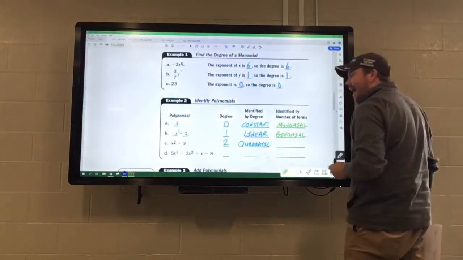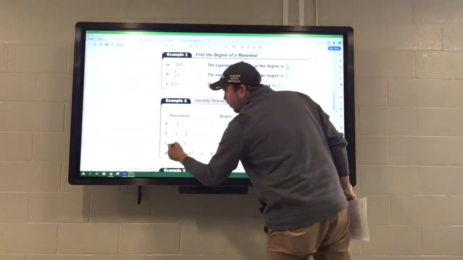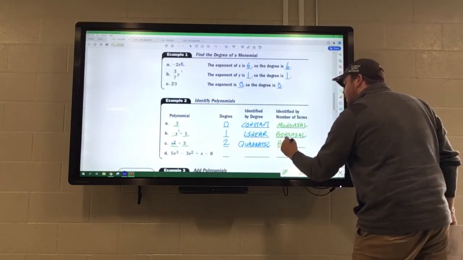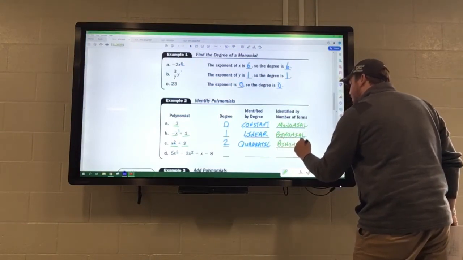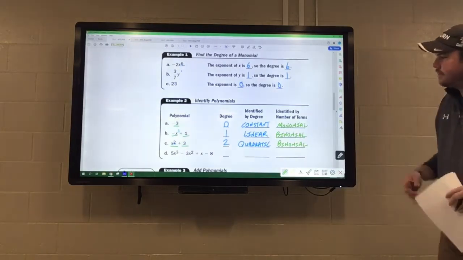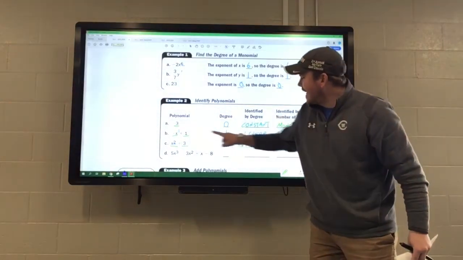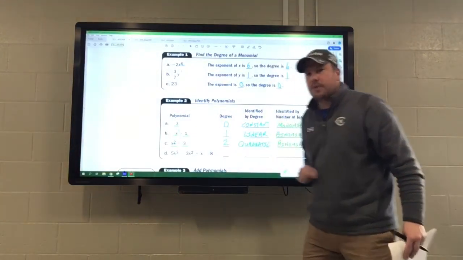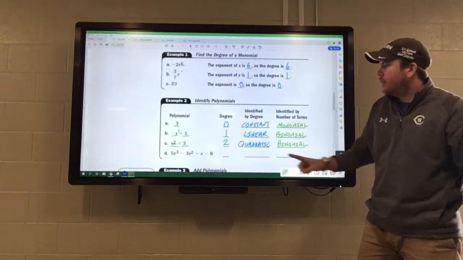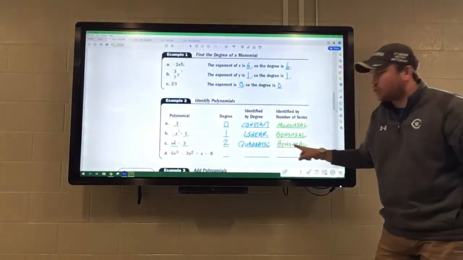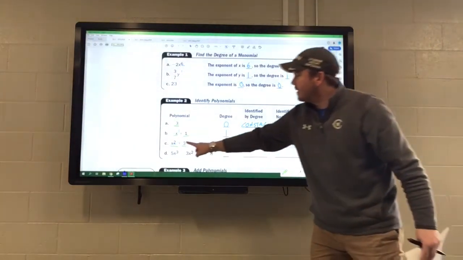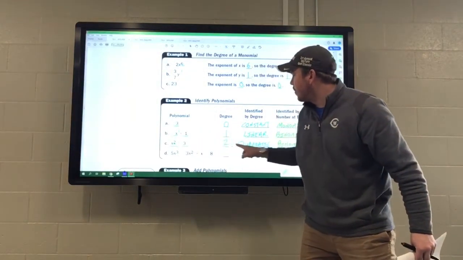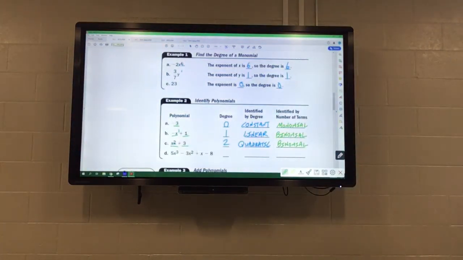And then if we look at how many terms we have, 1, 2 terms, making this also a binomial. So let's look at the difference between the last 2 for just a second. We call this one a linear binomial because there's 2 terms and its degree is 1. But then C we call a quadratic binomial because, again, there's 2 terms making it a binomial, but this time our degree is 2. When our degree is 2, we call it quadratic.